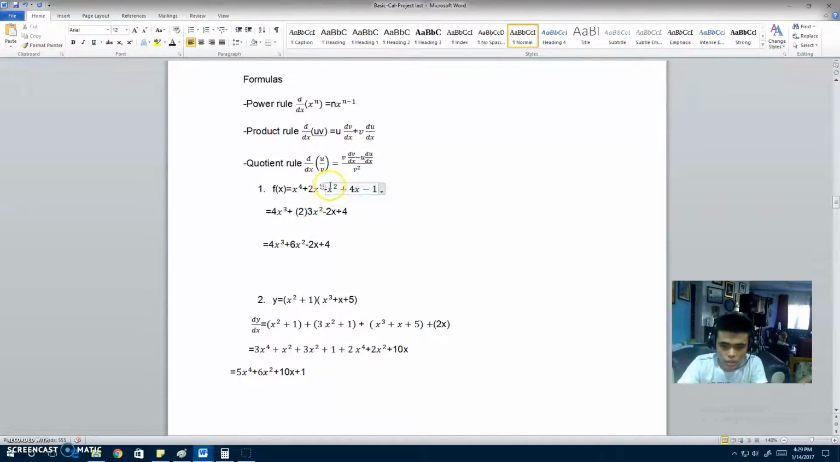And then in the third term, you need to bring down the exponent 2 so it became the coefficient of this term, then subtract the exponent 2 by 1 so it becomes 2x. In this term, since it has only x, it doesn't have an exponent, you just copy 4, and subtract the 1 by 1.